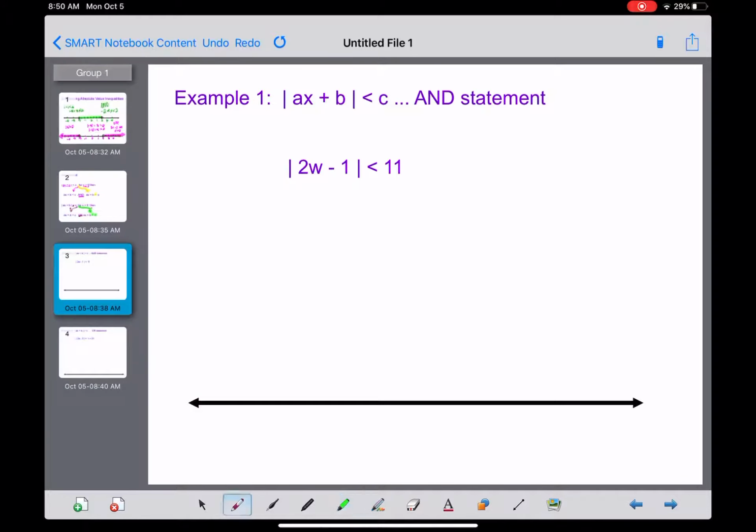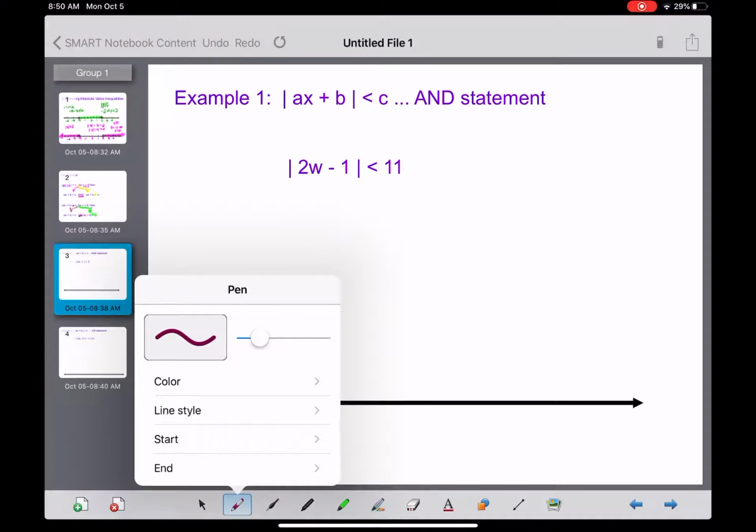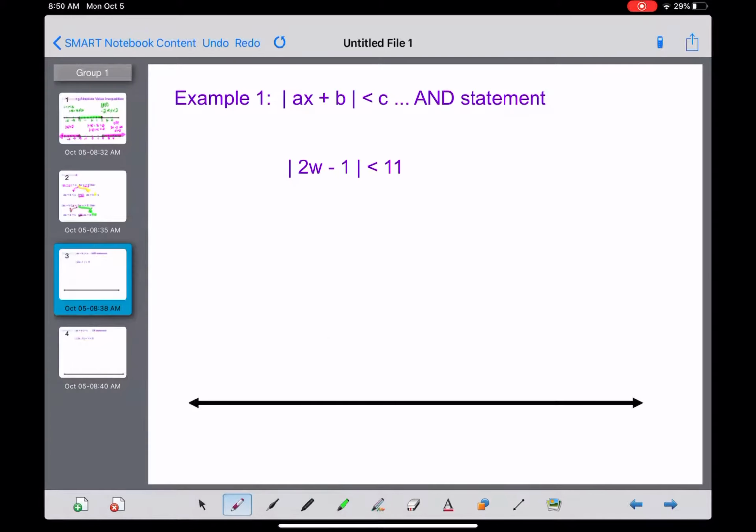So our first example is less than, and because it's a less than inequality, we already know that it's going to be an and statement. I have nothing on the outsides of my absolute value bar, so I'm going to go ahead and solve right away. So I'm going to split into my positive version and negative.